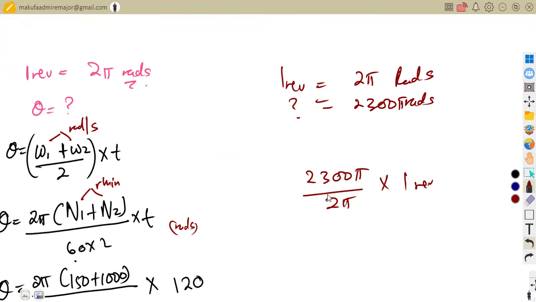So this was going to give us something like 1,150. So this was going to be 1,150 revolutions. Okay. Now this is the case.